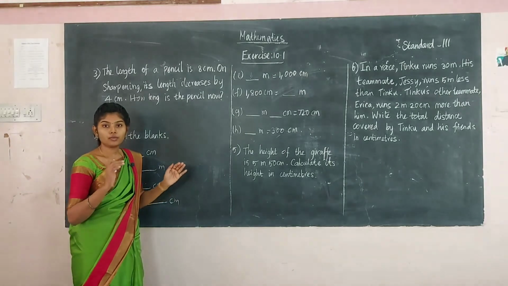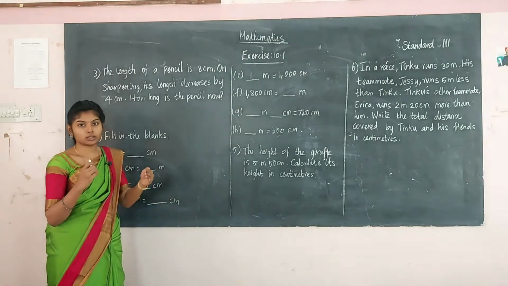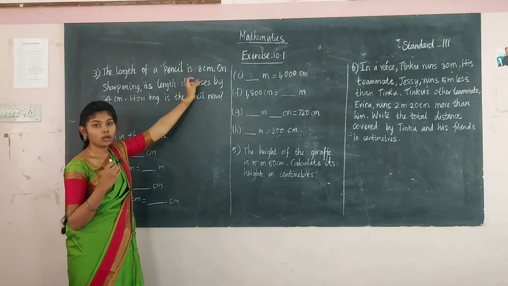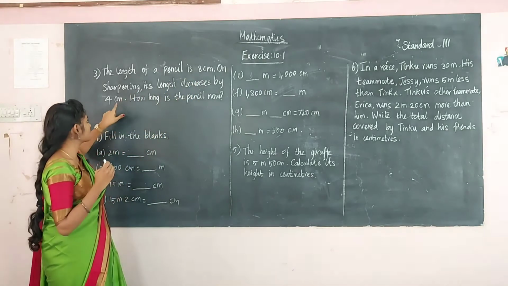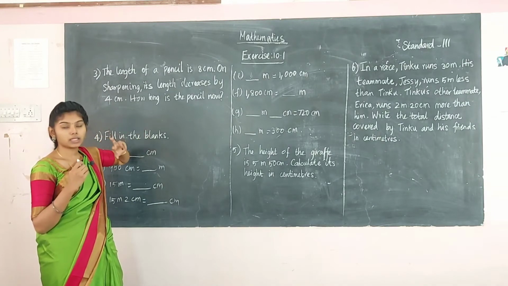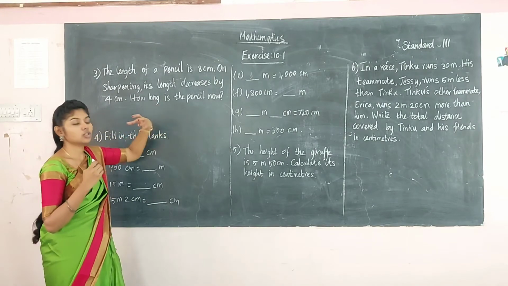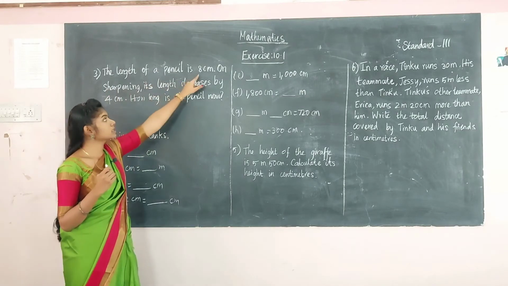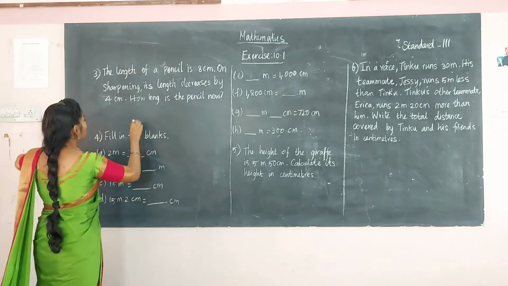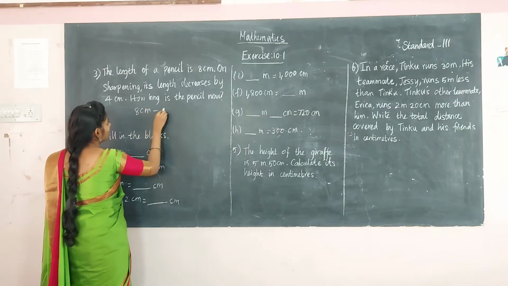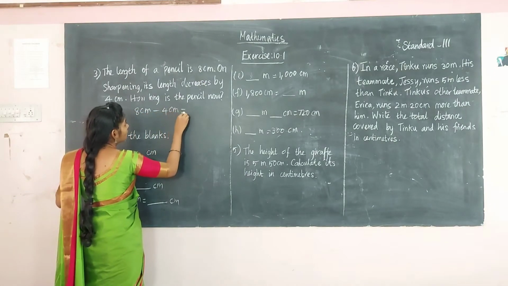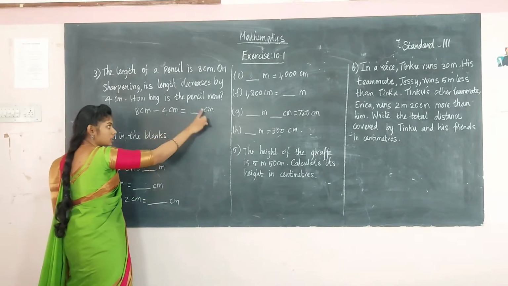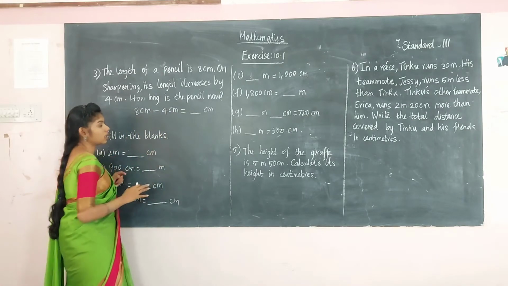To find how much it is reduced, the total length is given, no? From that number you have to subtract the number by which it has decreased. So you can find easily how long the pencil is now. So you have to subtract the number 4 from this number. So 8 centimeter minus 4 centimeter. You can easily find the answer. Centimeter minus centimeter means definitely the unit will be centimeter.